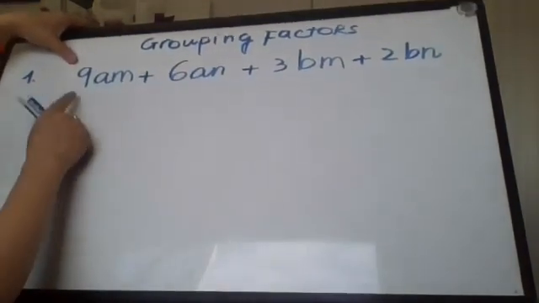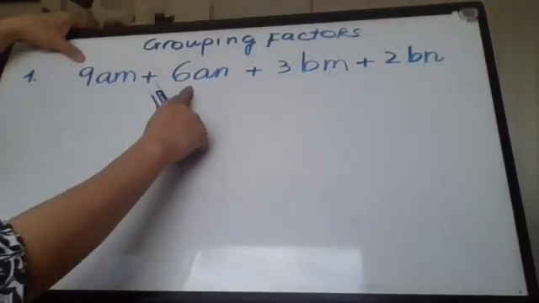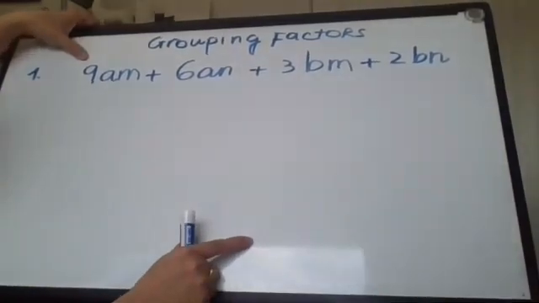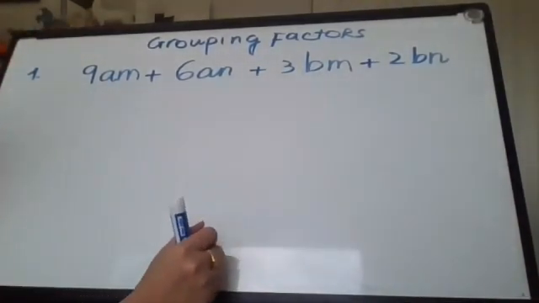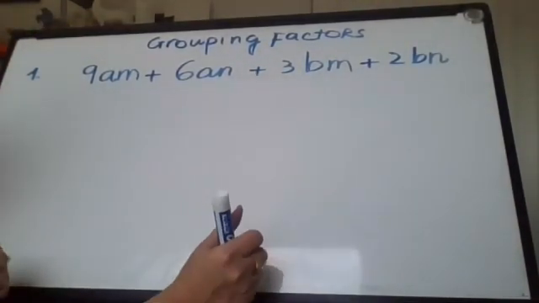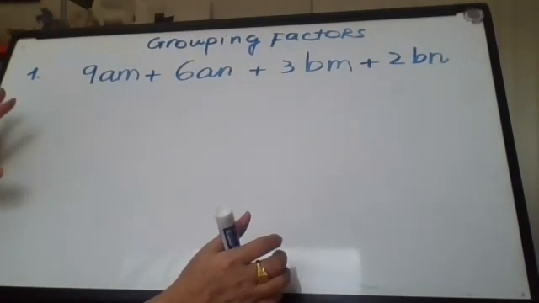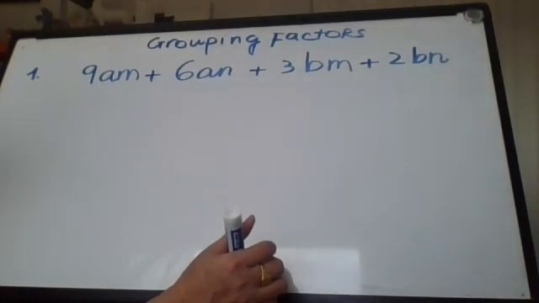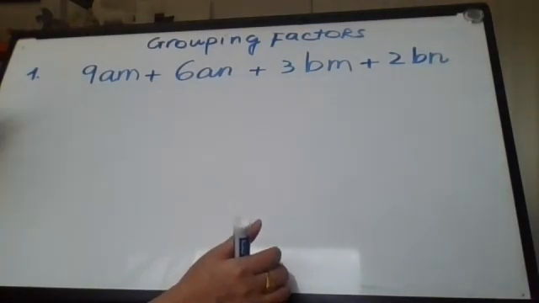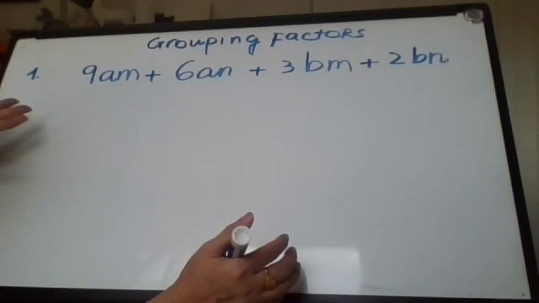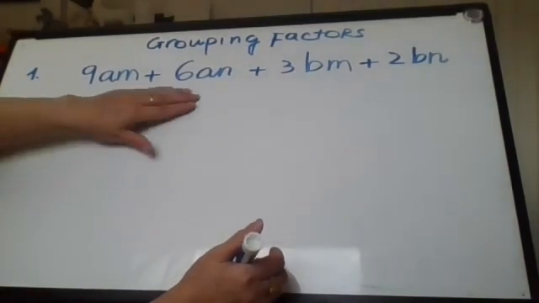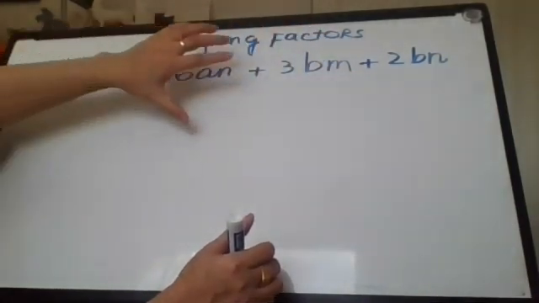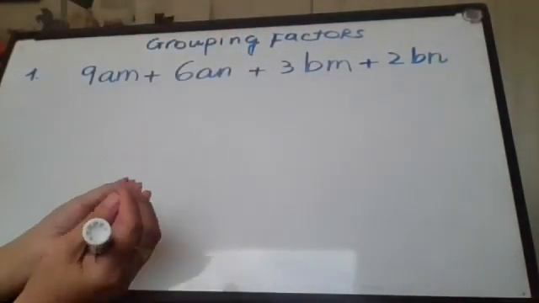Number one example, I have 9am plus 6an plus 3pm plus 2pn. So this whole expression has 4 terms together. But this is a polynomial. It means more than 2 terms, more than 3 terms. So in this case, it's 4 terms, right? 1, 2, 3, 4. This algebra expression is very complicated. We will try to condense it.